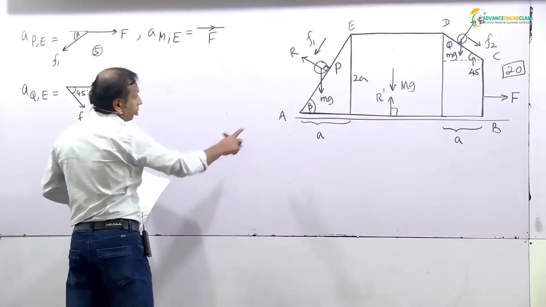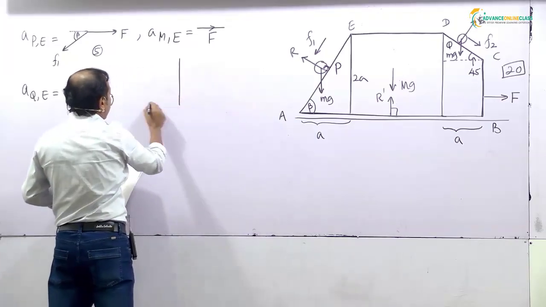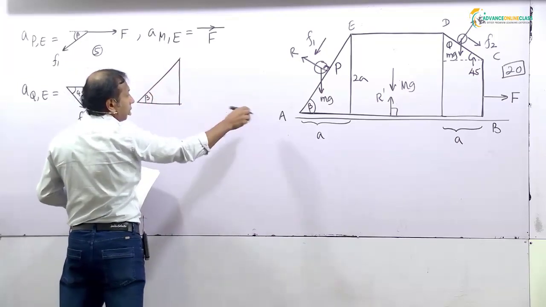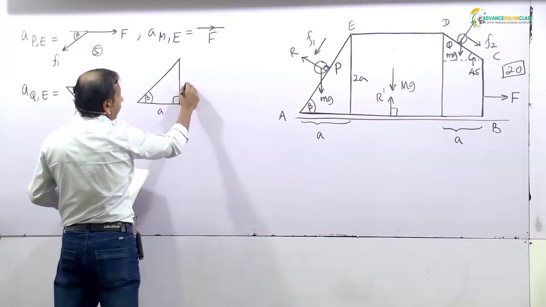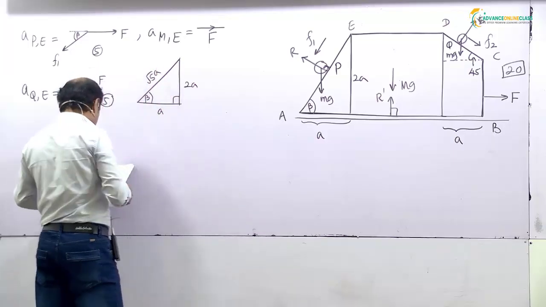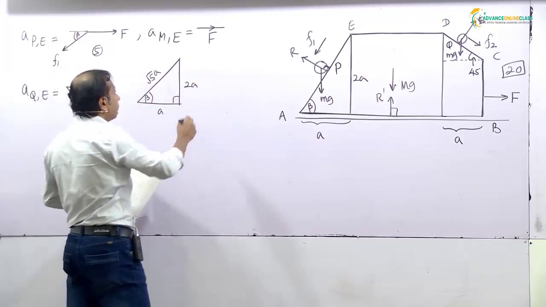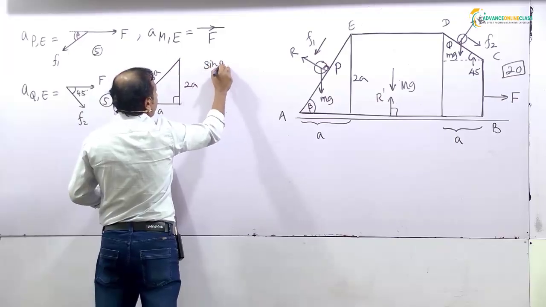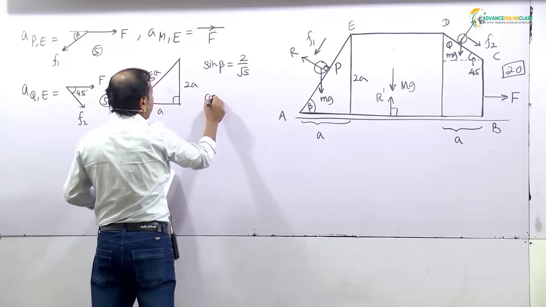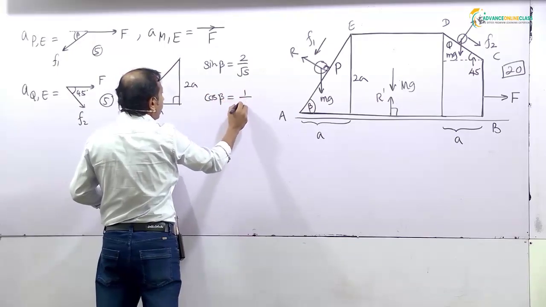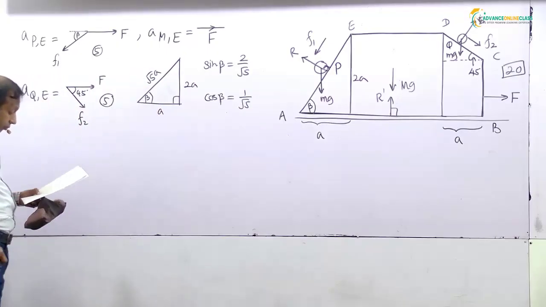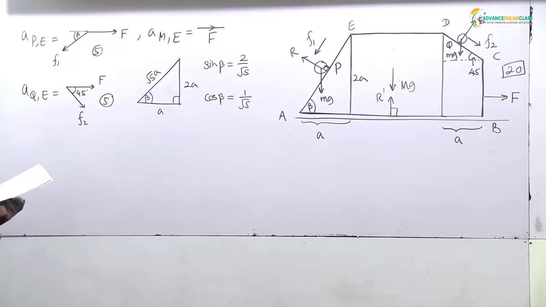Here we can draw a right angle triangle. Here A, 2A, here root 5 A. Then sine beta we can write as 2 over root 5, cos beta 1 over root 5. Right, no?